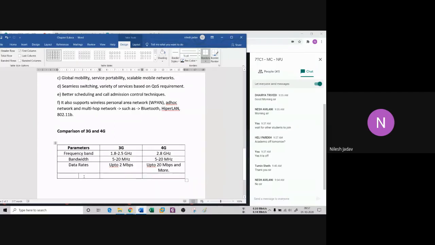The next parameter I can take is access, the channel access. Earlier 3G connections use wideband CDMA, that is code division multiple access, to access the channel. However, the fourth generation, as I told you, uses something called multi-carrier CDMA. This is multi-carrier modulation, known as MCM, also known as OFDM or OFDMA.